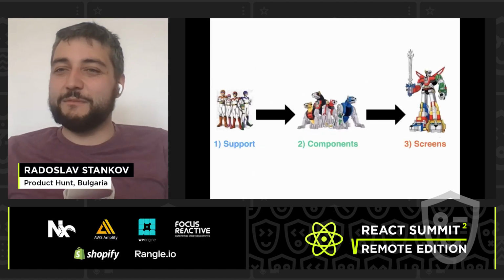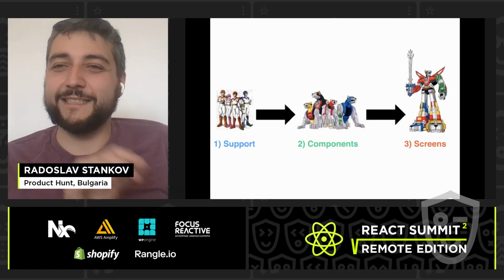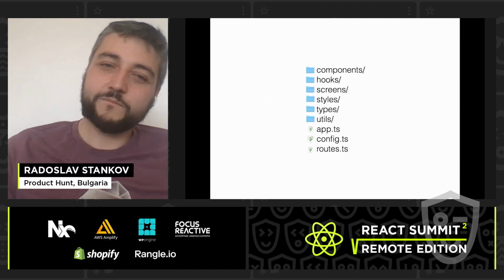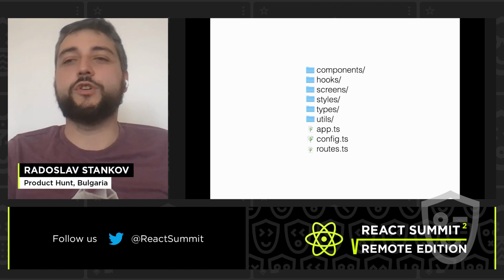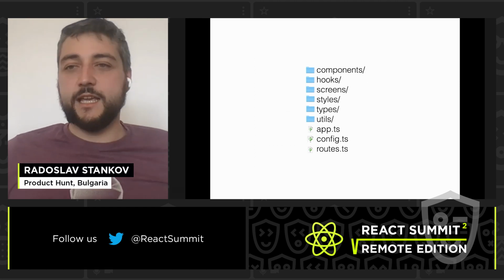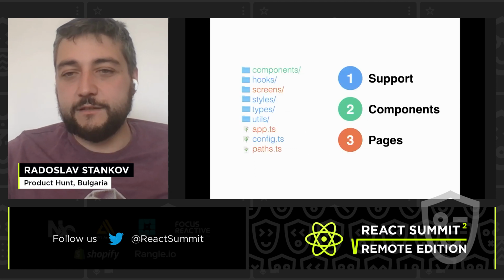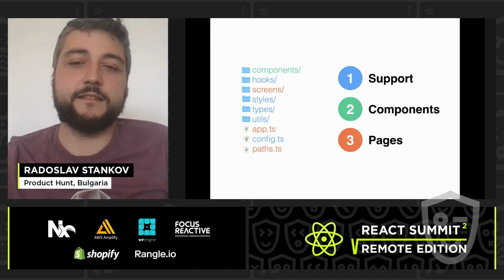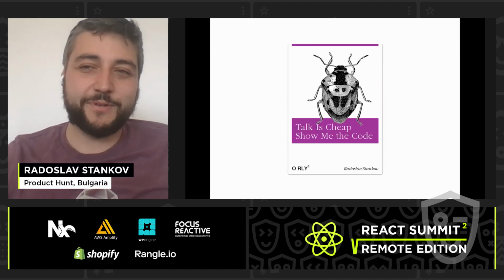So for somebody more visual, this is the way you can imagine it. You have the pilots, you put them in the lines, and they make Voltron and make it really nice. So if you go and see our directory, this is how the directory structure of the mobile app looks like, and it represents the architecture of this app. And if I color code it here, we have support, components, and the screens. So again, talk is cheap, show me the code.